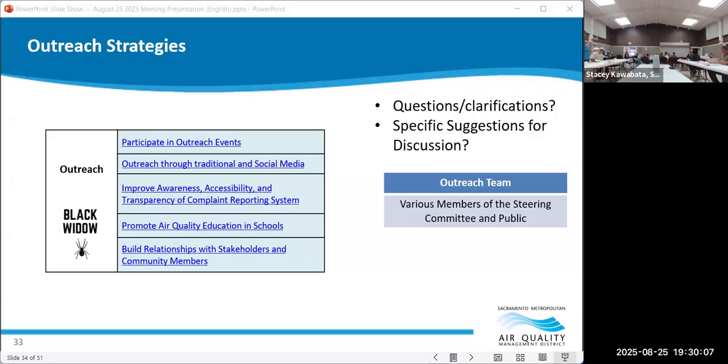Last one, fifth strategy, to build relationships with stakeholders and community members. We will identify stakeholders, including neighborhood associations, faith-based organizations, places of worship, and community groups that will be included in initial outreach. We will create an outreach toolkit to help with the outreach. We will meet with trusted community leaders to share air quality information and understand the most effective way to reach their community members.